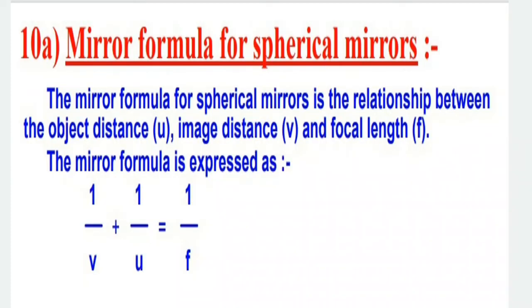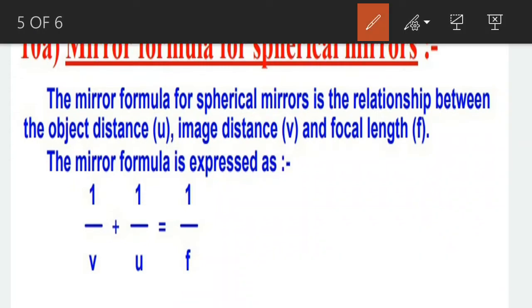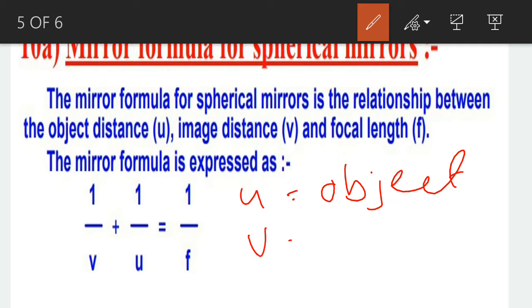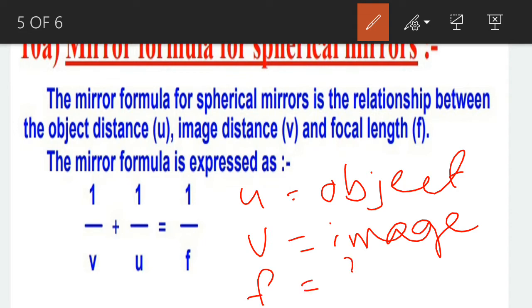Now when we come to the mirror formula, the distance of an object from the pole of the mirror is called the object distance, and it is denoted by U. The distance of the image formed from the pole of a mirror is called the image distance, denoted by V. So here U is the object distance, V is the image distance, and F is the focal length.